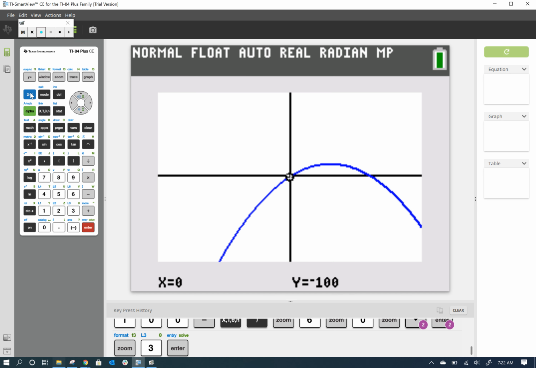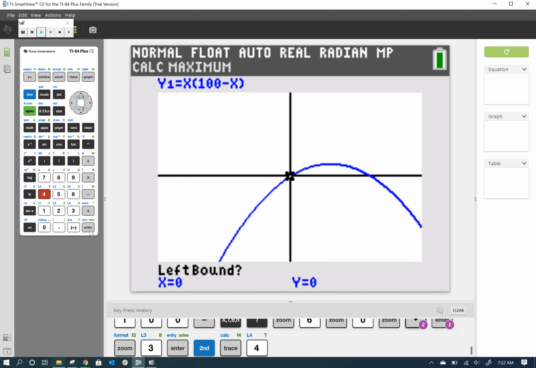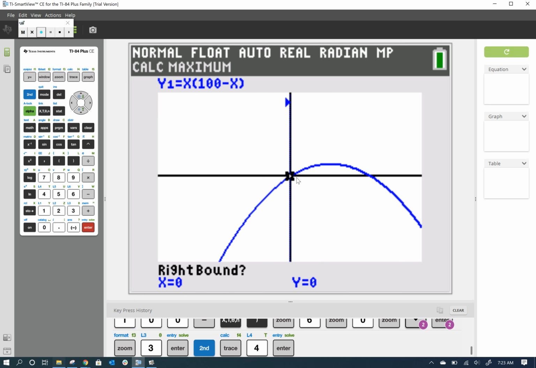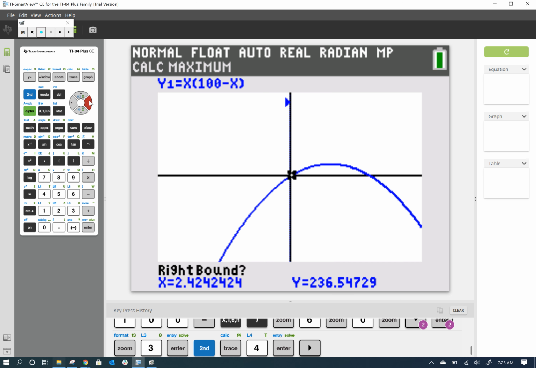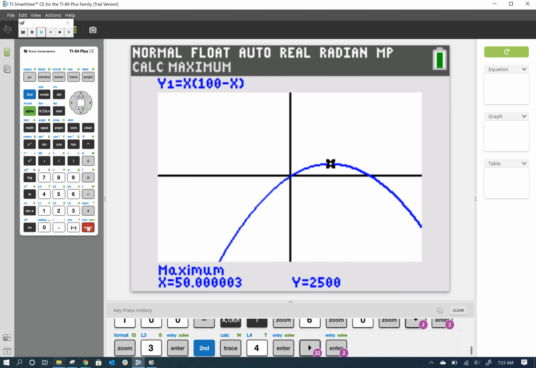All right, so let's do second calc, and then we're going to go to maximum. That's 4. Okay, and it asks you left bound. I'm going to hit enter, and then it asks right bound, and we want to capture that maximum between your left and your right bound. So I go hiya, hiya, hiya. I always say that when I'm scrolling. It's like I'm attacking the right arrow button. Okay, so let me do enter for right bound, and then it says guess, and then it'll kind of bounce between those and zoom in on your answer. So you hit enter again. All right, there we go.